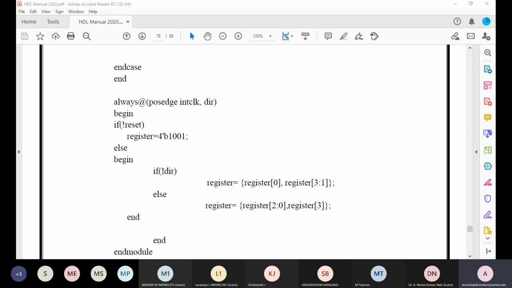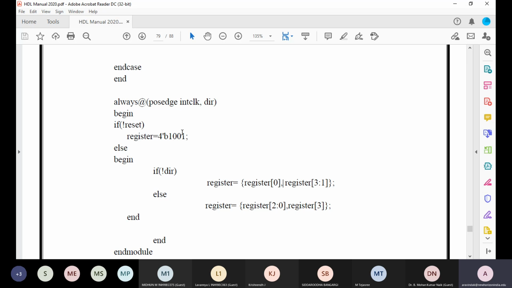Now else, if not direction, else means if direction is 1, then the register is assigned register 2, colon 0. What is the 2, colon 0? 0, 1, 2. That is 0, 0, 1. So this 0, 0, 1 is coming here. And then register of 3, that 1 is then coming here. So what is the value now? 0, 0, 1, 1. In the second case, the value of this register is 0, 0, 1, 1. That means it is an anti-clockwise direction.